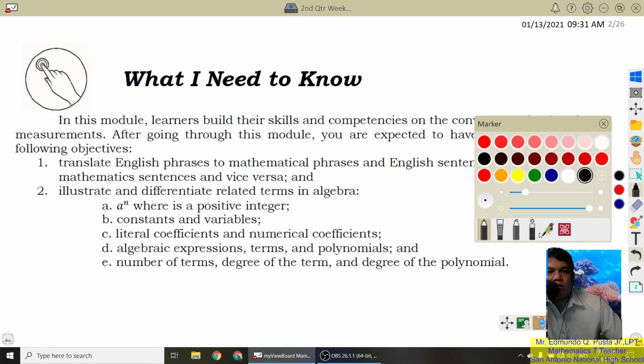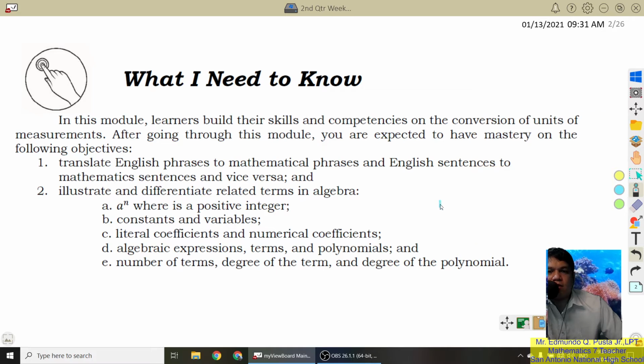So the topics that we will be discussing for today, okay, in this module, you're expected to have the mastery of the following: to translate English phrases to mathematical phrases, okay, or vice versa; English sentences to mathematical sentences and vice versa. So illustrate and differentiate related terms in algebra.